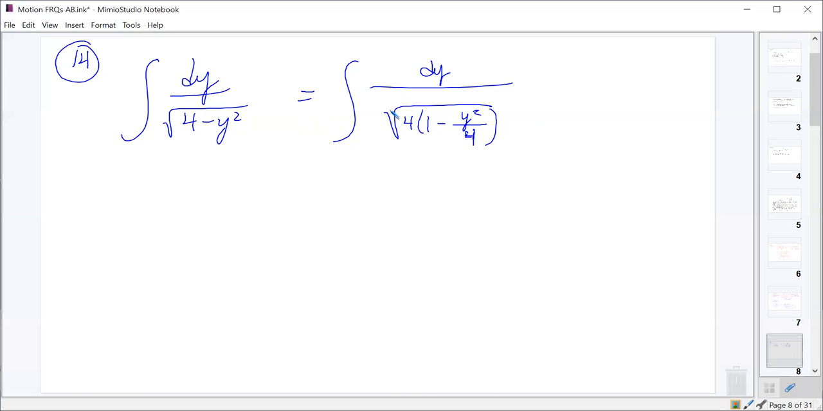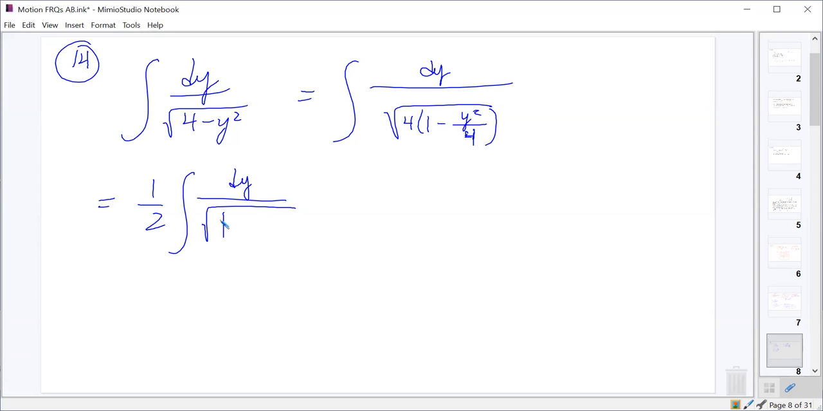Now, the square root of something times something else just means the square root of the first thing times the square root of the second thing. You can separate them into different square roots. So what's the square root of 4 become? 2. So I have a 2 in the denominator. So I could pull that 2 that's in the denominator out in front and make this 1/2 the integral of dy over the square root of 1 minus y squared over 4.